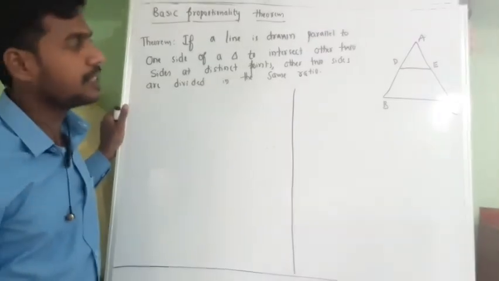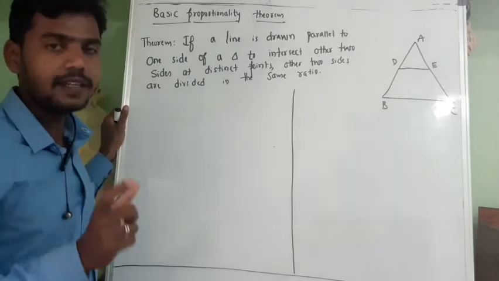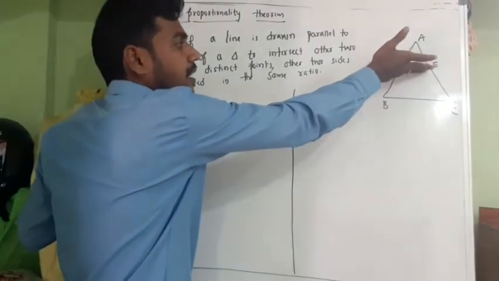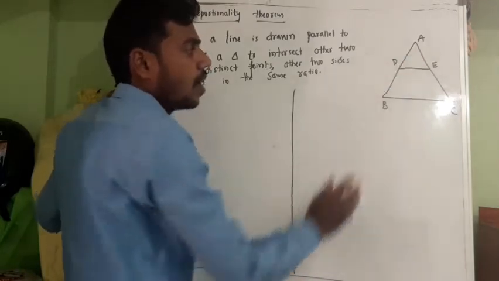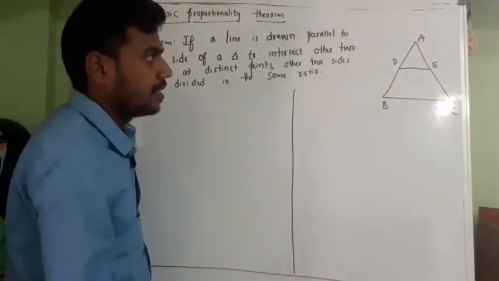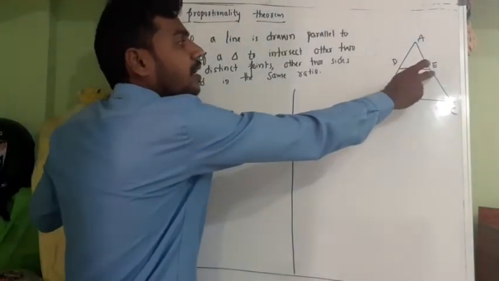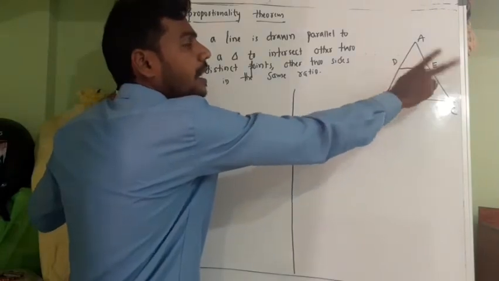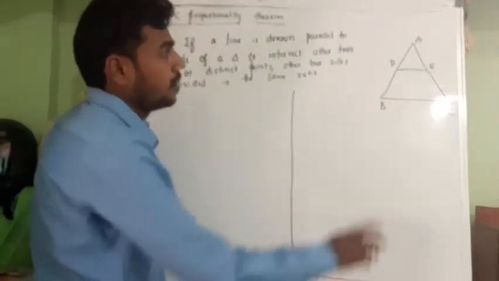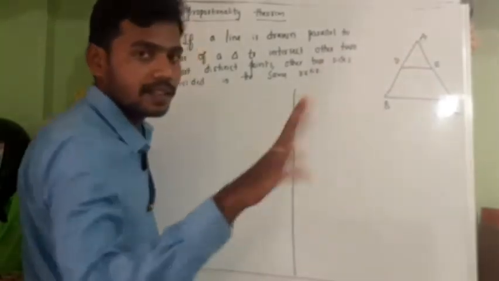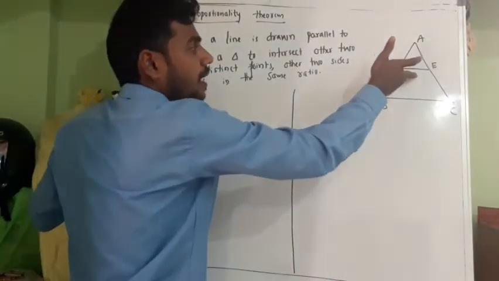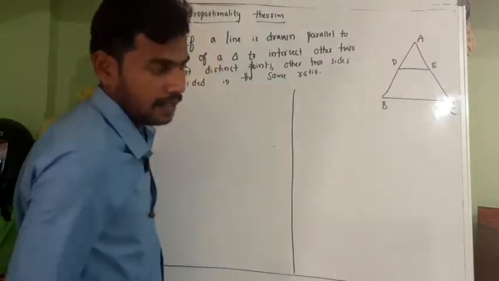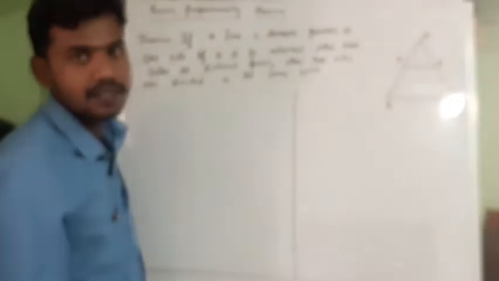In your own words you can say, if a line is drawn parallel to a side and intersects the other two sides at distinct points, the two sides are divided in the same ratio. That is, AD by DB will be equal to AE by EC. So by looking at the diagram you can state the theorem.